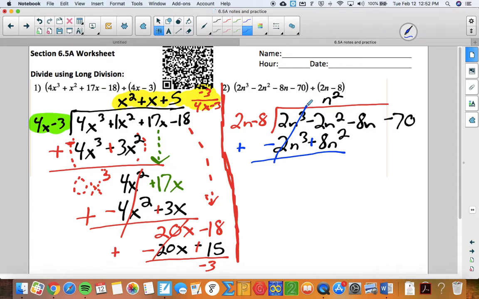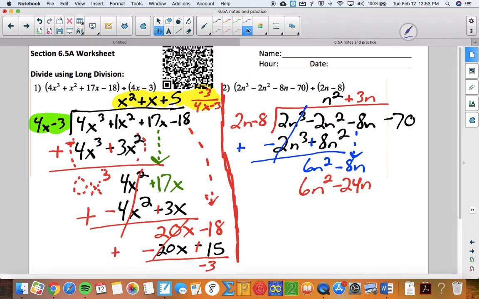So this gets eliminated. We get positive 6n squared. Bring down your next term. And now we ask ourselves, 2n times what is 6n squared? Solution there would be positive 3n. That's part of our solution. So we distribute the 3n to both of these two terms. You get 6n squared and negative 24n.